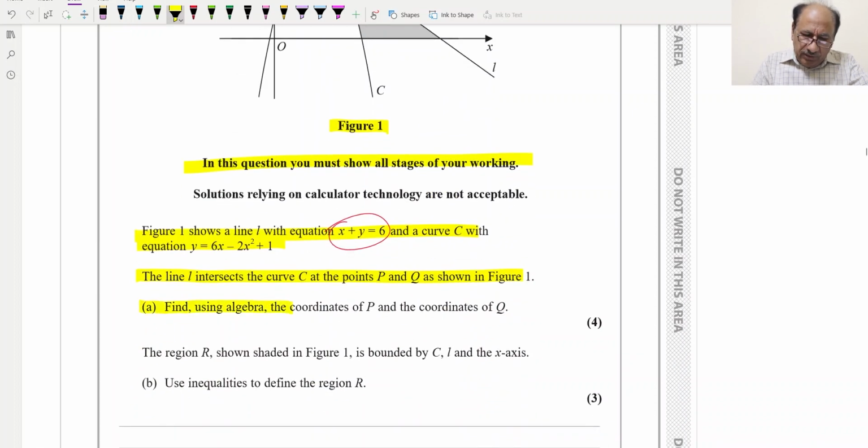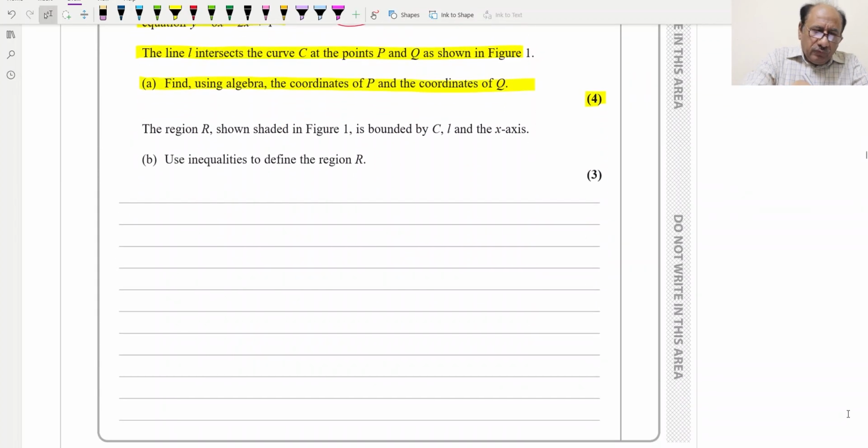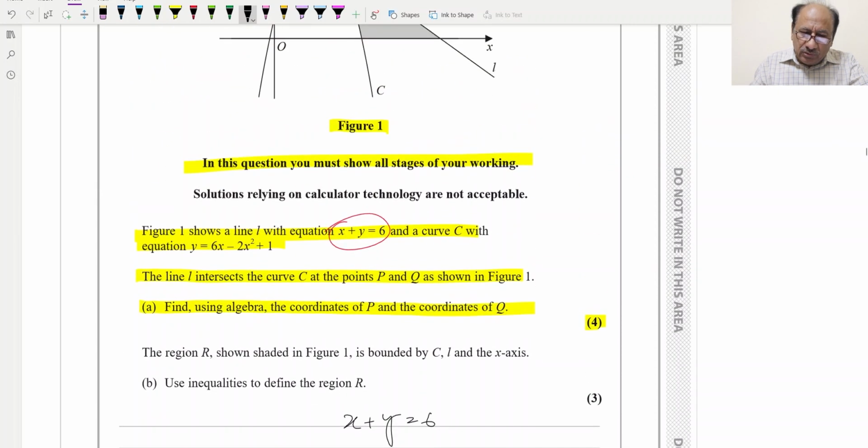Part a, find using algebra the coordinates of P and the coordinates of Q. This is a 4 marks question. So using algebra we need to find the coordinates. Our target is to find the coordinates of P and also the coordinates of Q. So what we'll do, we'll take the given equations. One equation is x plus y is equal to 6. This is the equation of the line.